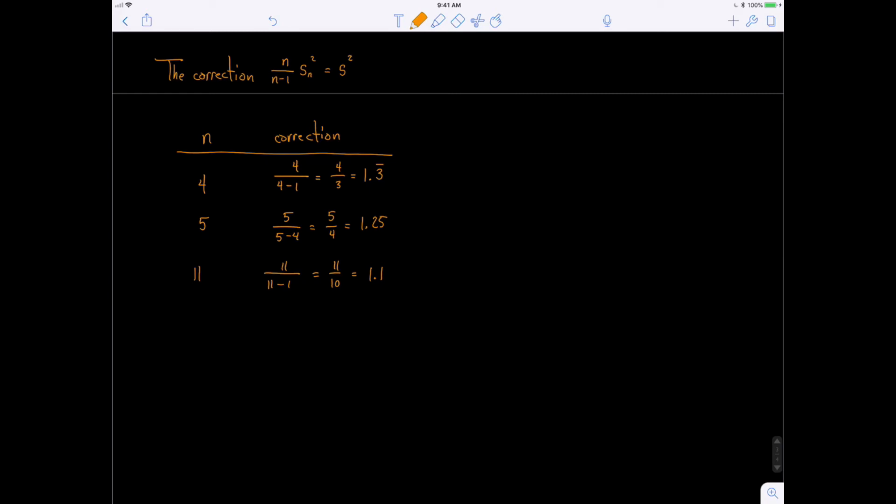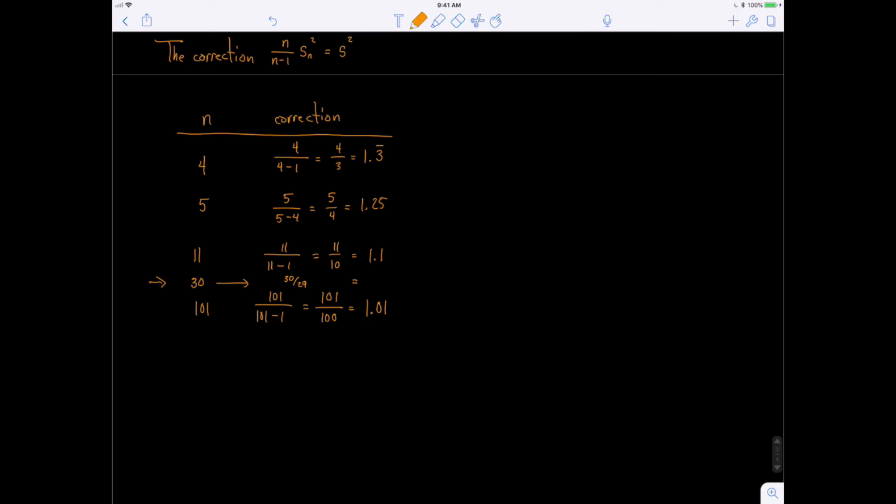What if we tried something crazy like 101? That would be 101 divided by 101 minus 1, that's 101 divided by 100, which is 1.01. That's not much; 1.01 is very close to 1. Let me go back a little, to about 30. This becomes 30 divided by 29, and we get 1.03448276. It goes on even further, but that's all my calculator will display.